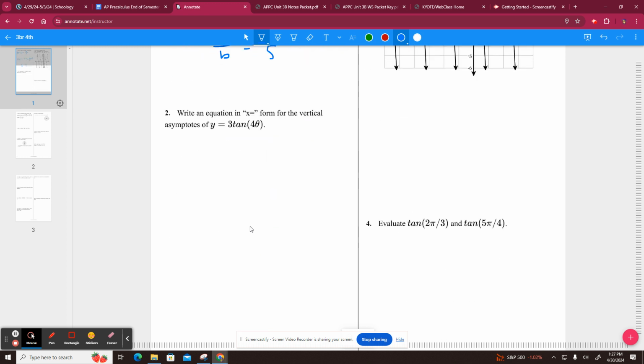So, write an equation, and I'm going to go kind of quick. More in-depth explanation is on the review key written out. Write an equation in x equals form for the vertical asymptotes, and remember the asymptotes here. This is where your vertical asymptote that you find goes, and it's going to be plus your period. So to find the vertical asymptote, you start with where the parent function is.